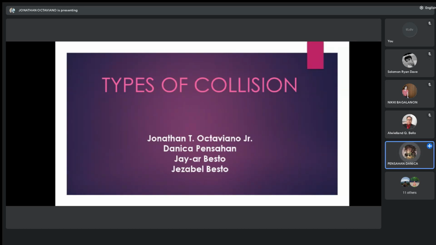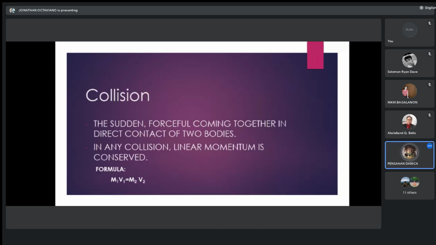So good afternoon, everyone. For group 7, we are assigned to report to the class the types of collision. Before, there are two types of collision. The first one is the elastic collision and the second one is the inelastic collision.